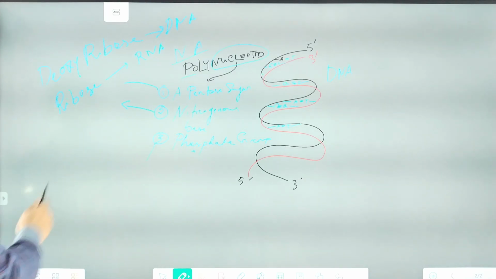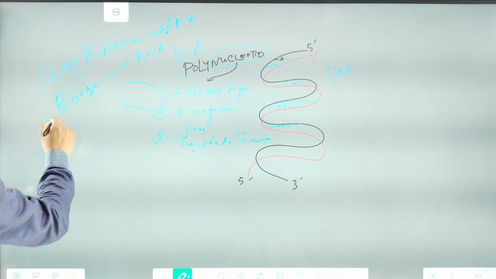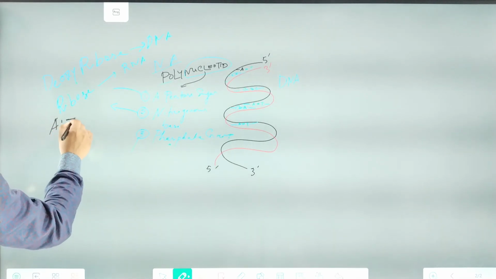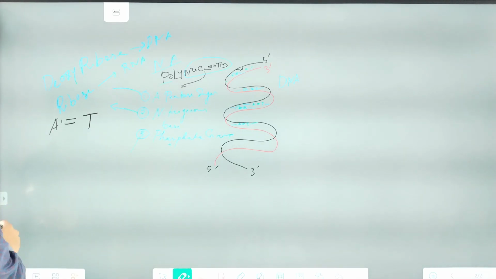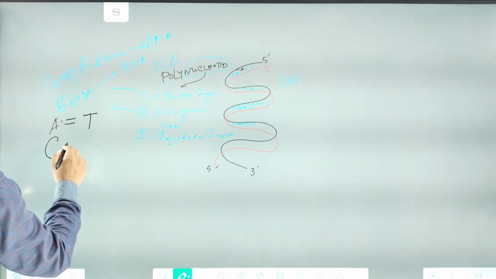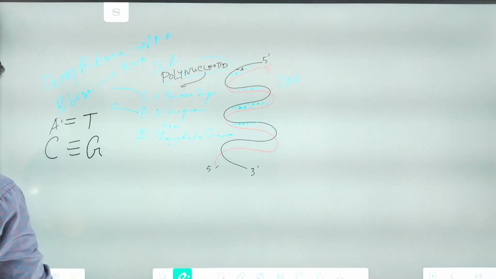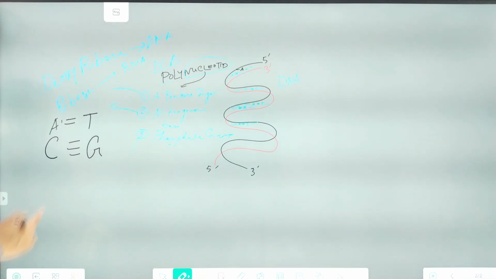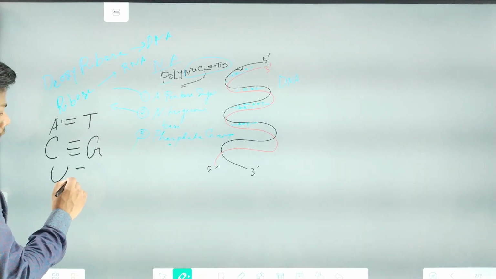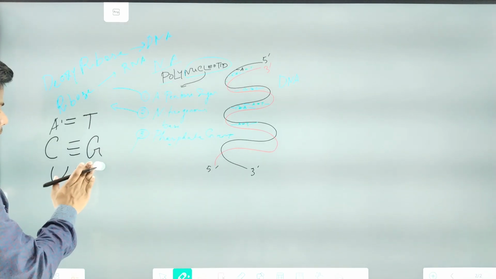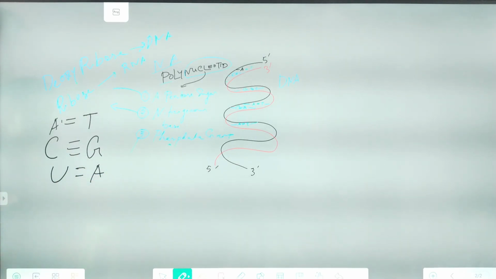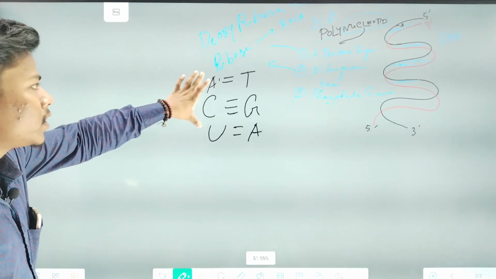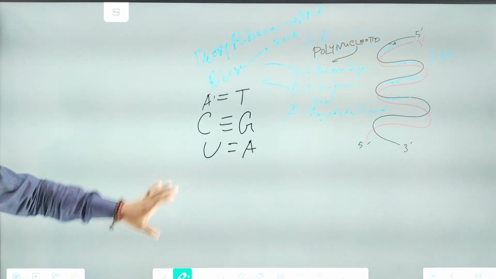And what are those nitrogenous bases? The nitrogenous bases are adenine, okay, then thymine, okay, then cytosine, okay, then guanine, and uracil, okay. These are the nitrogenous bases that are present in both the DNA and RNA, okay.